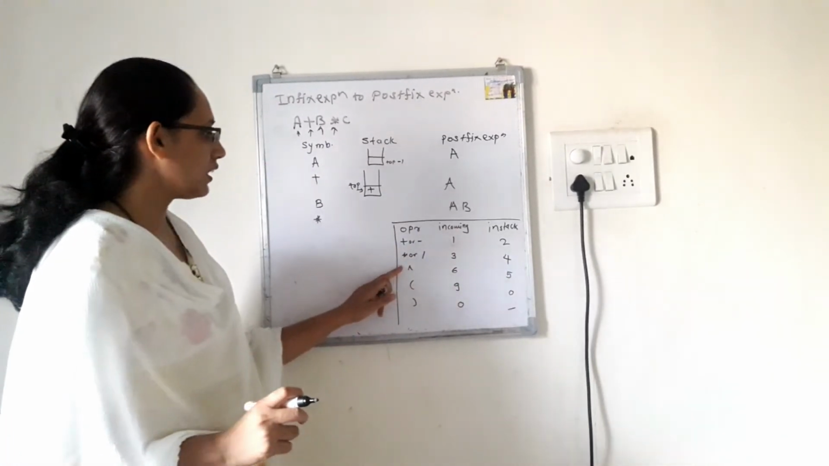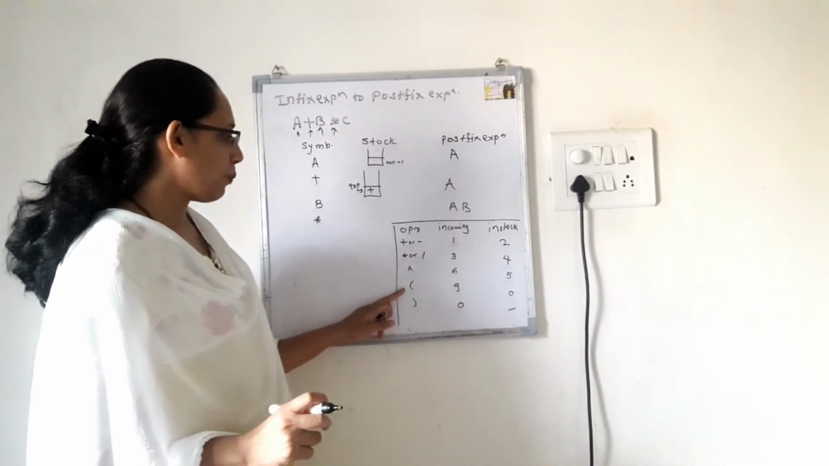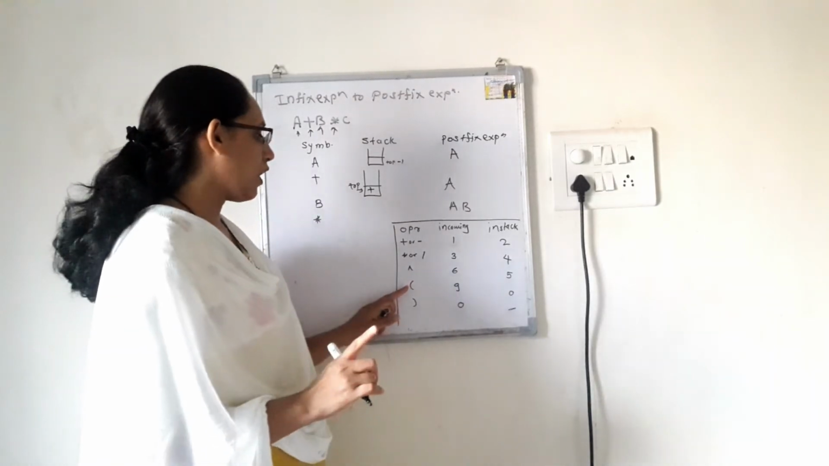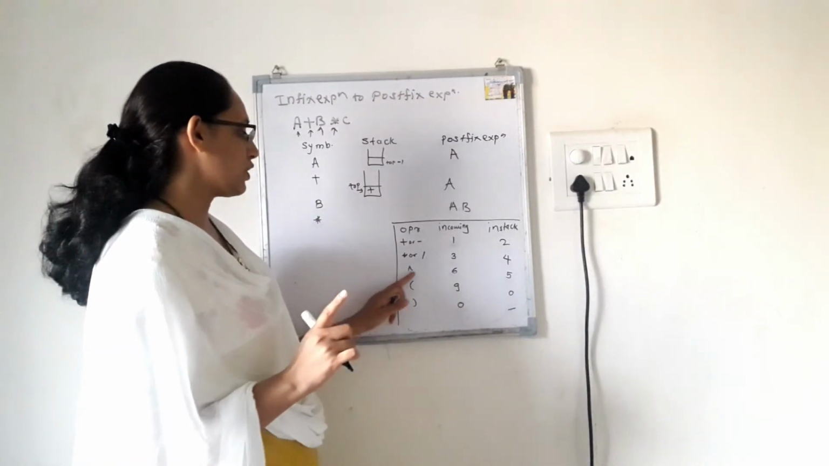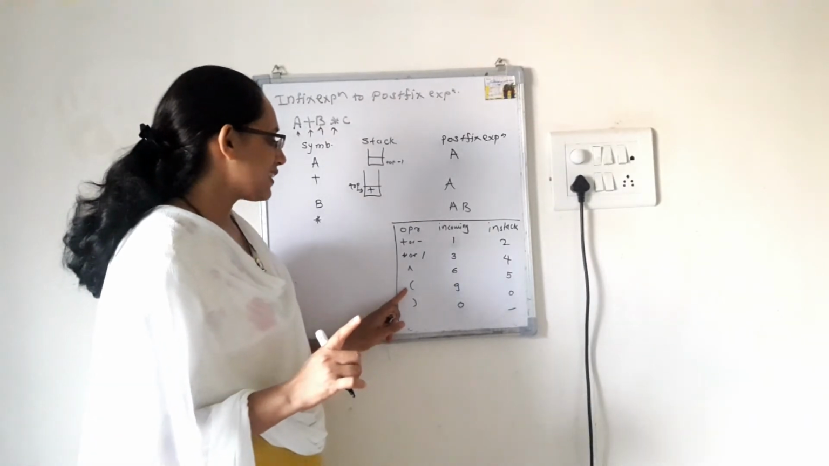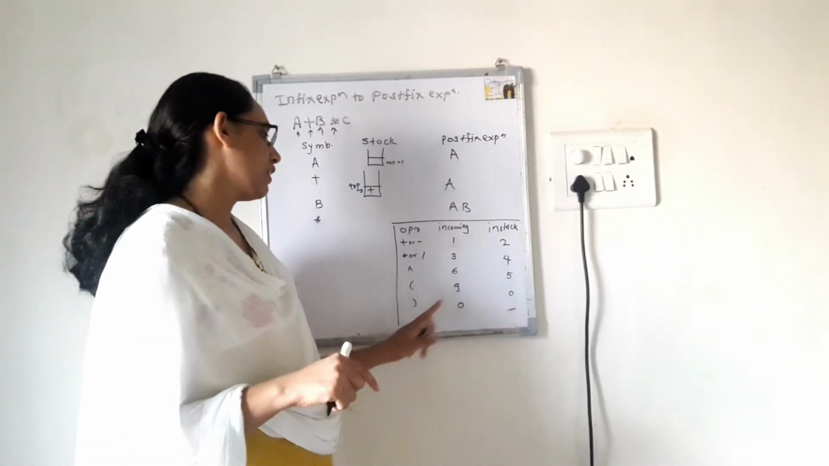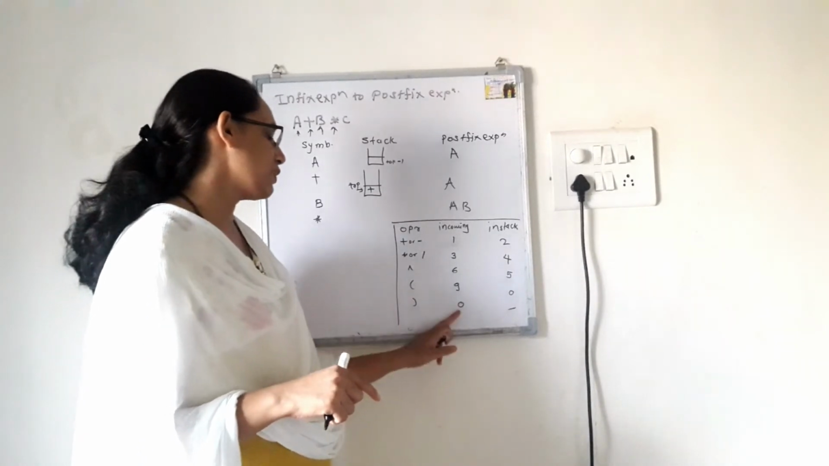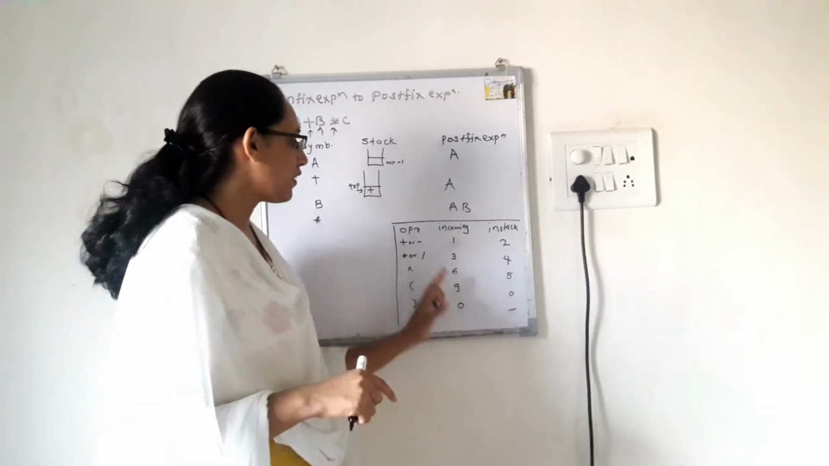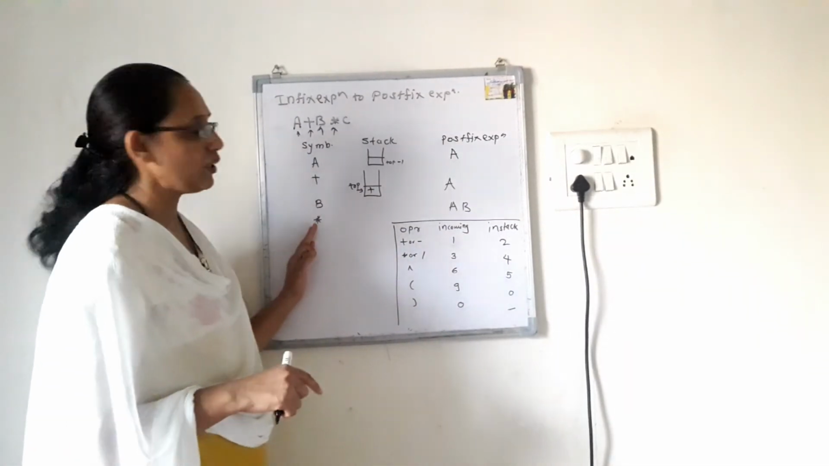Then for exponent, the incoming priority is 6 and the in-stack priority is 5. Then the opening bracket's incoming priority is 9, which is the highest priority. So in an infix expression the opening bracket always has the highest priority. Its in-stack priority is 0, which is the lowest priority in the stack. Then the closing bracket has 0 incoming priority and there is no priority in the stack. We use these priorities while comparing the in-stack operator and the incoming operator.